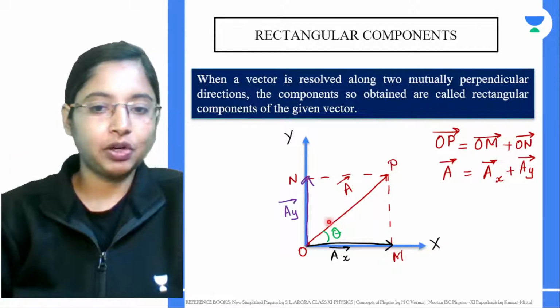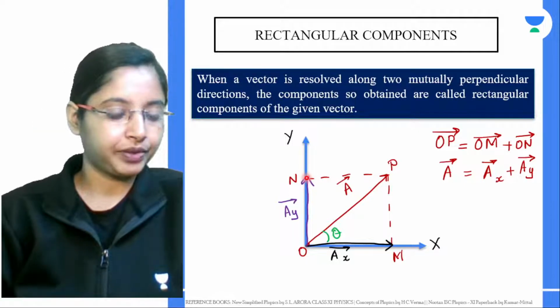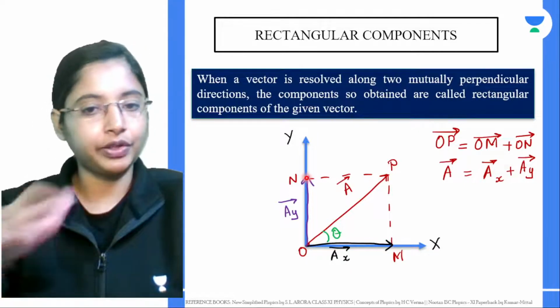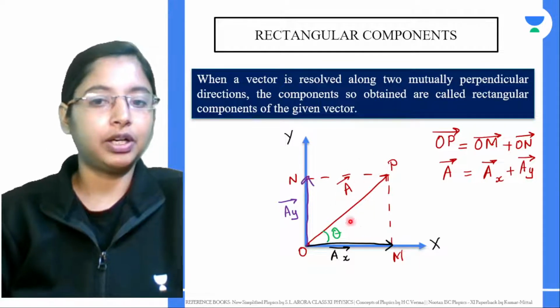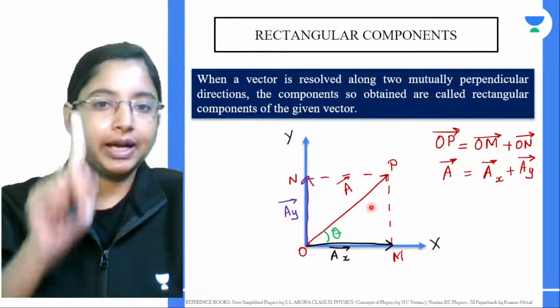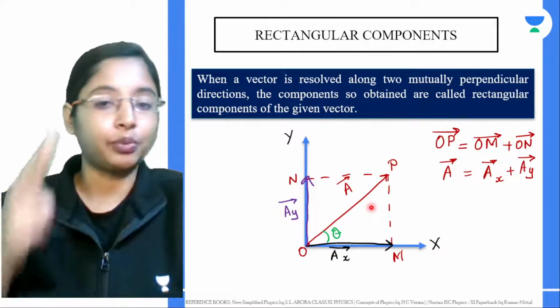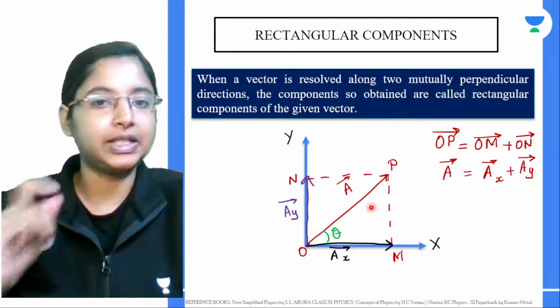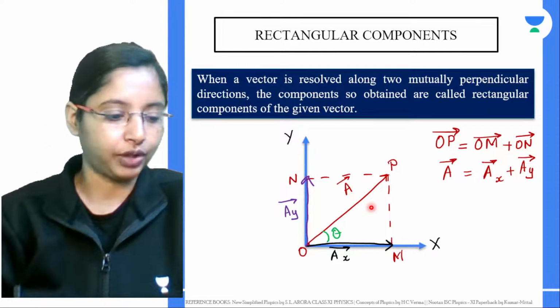So sometimes we call this the horizontal component and this the vertical component. So the X and Y components are the horizontal and vertical components. Any vector is resolved into two components, the horizontal vector and the vertical vector. For 1 mark, be sure about these terms and what we are using them for.